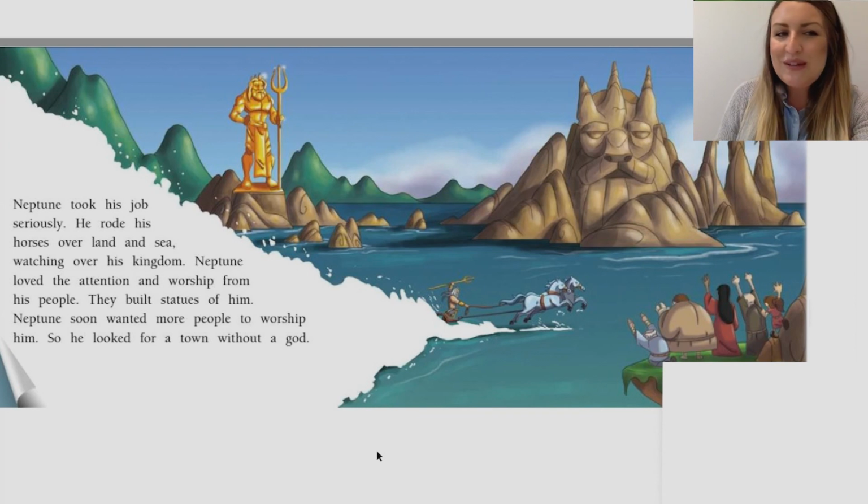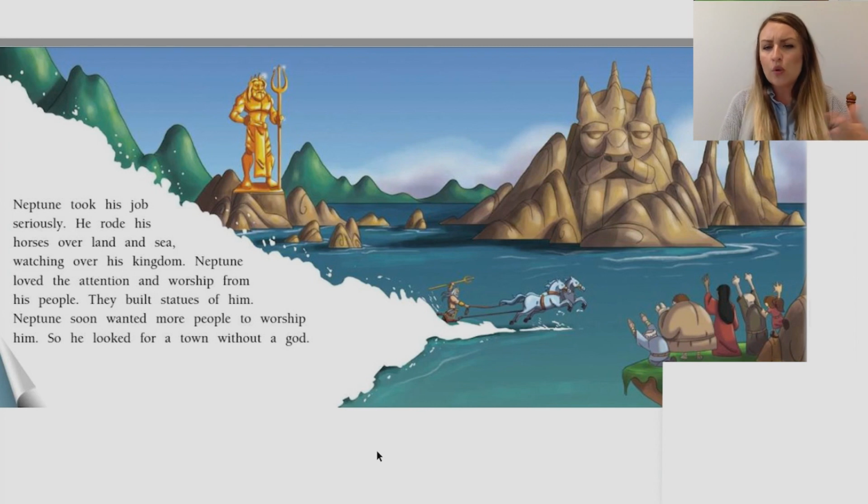What did Neptune enjoy? Yes, he enjoyed attention and worship from his people. Worship here just means to honor or show respect for someone, being a powerful person. Neptune enjoyed this attention so much that he wanted more of it. What was his plan? You're right. He started to look for a town without a god.